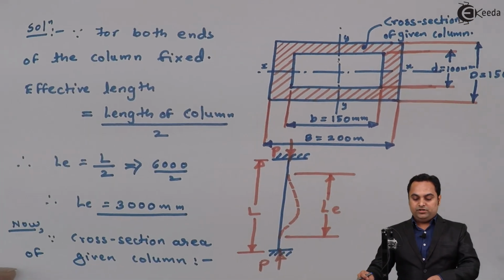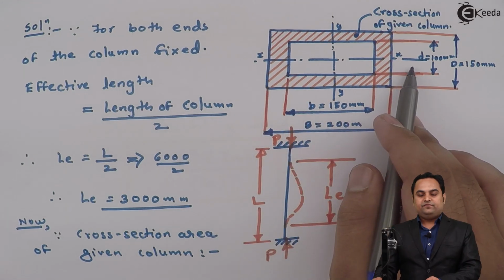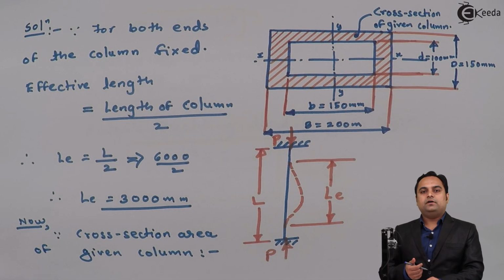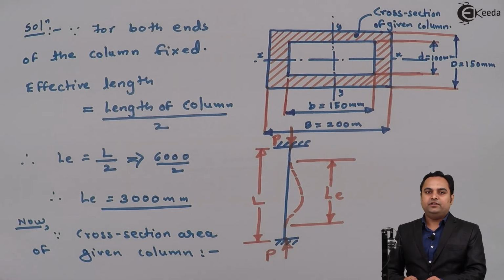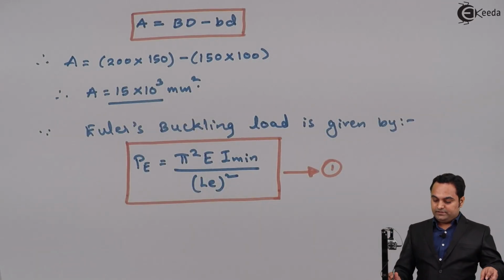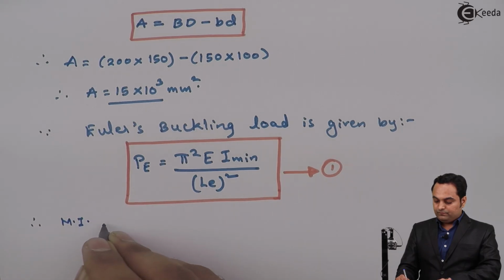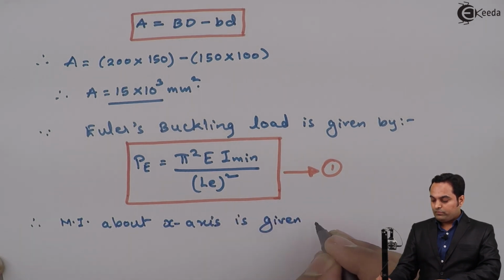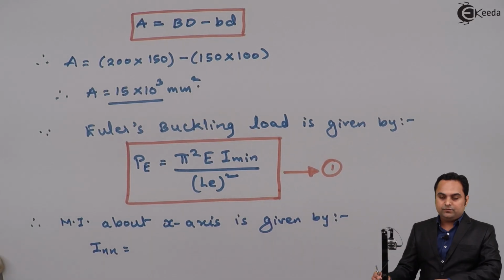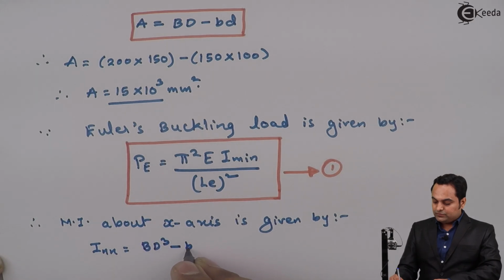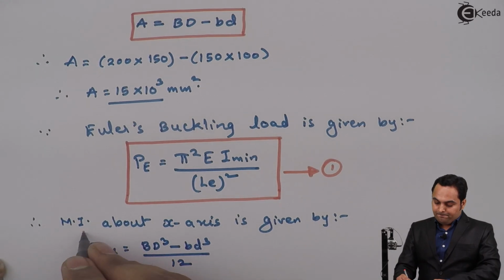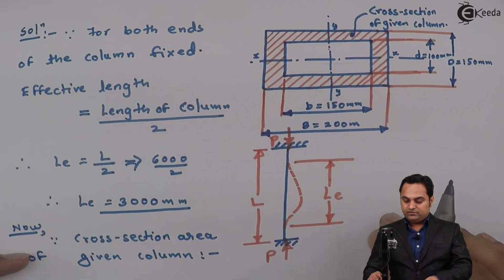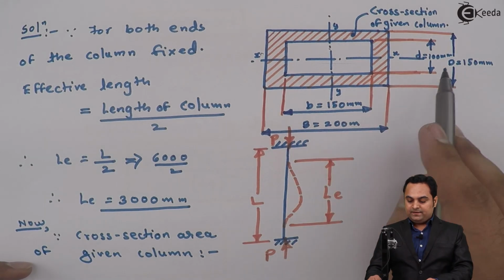Now for I minimum, we would be calculating the moment of inertia about x-axis, we will get a value. Then about y-axis we will get another value. Comparing both of them and selecting the minimum out of Ix and Iyy, that would be the I minimum value. So first we will start with Ix, that is, the moment of inertia about x-axis, given by, for the given section, Ix will be equal to capital BD cube minus small bd cube divided by 12. So this is the moment of inertia formula about x-axis for the hollow rectangle.